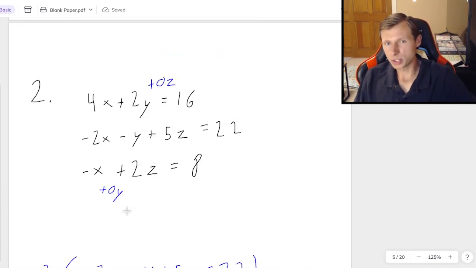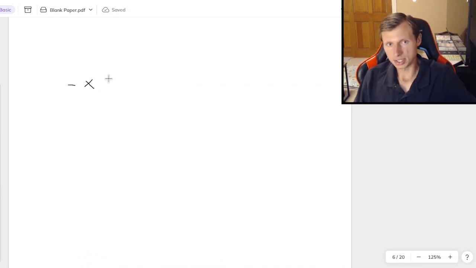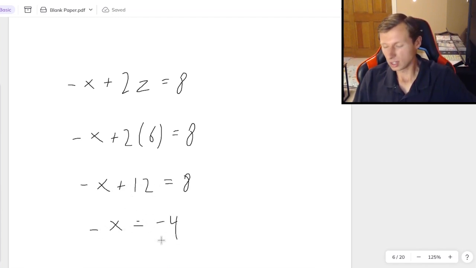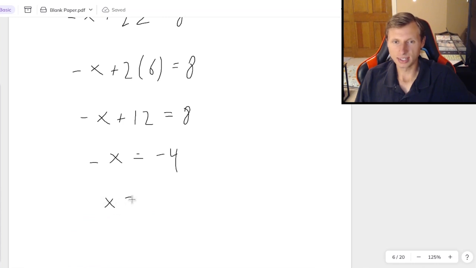So then I go back to the original question, and now that I have z equals 6, I wonder which one I'm going to plug into next to solve. And technically you can do any one of these, but the best answer choice is definitely the third one, because negative x plus 2z equals 8, where I already know z is 6. This is going to be very easy. I can solve for x immediately. So subtracting 12 from both sides gets me negative 4. Divide both sides by negative 1. Looks like x equals positive 4.